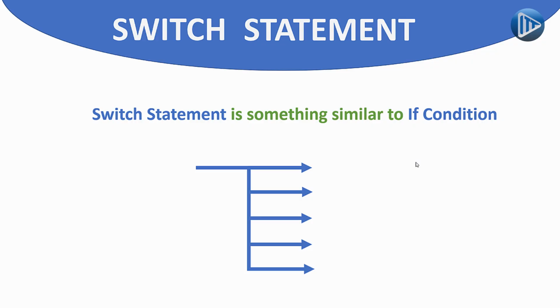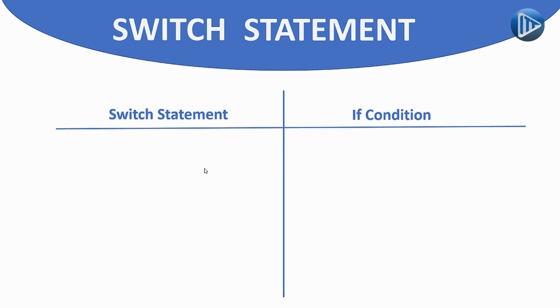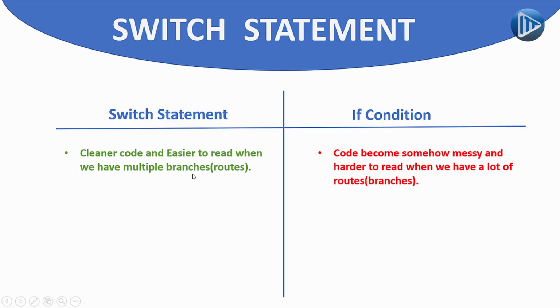If so, the question is, why do we need the switch statement if we already have the if condition that makes us able to create multiple routes in our program? Well, the reason is that using the switch statement has some advantages. First, switch statement code is cleaner and easier to read when we have multiple branches or routes.